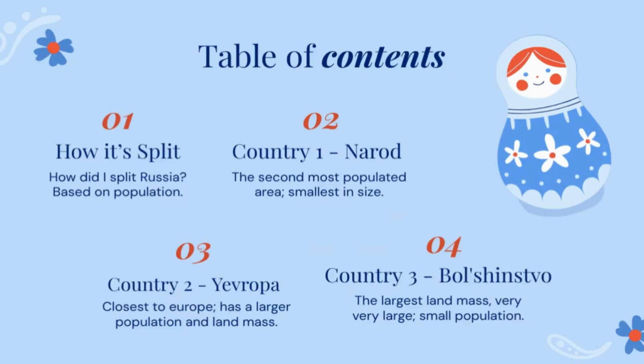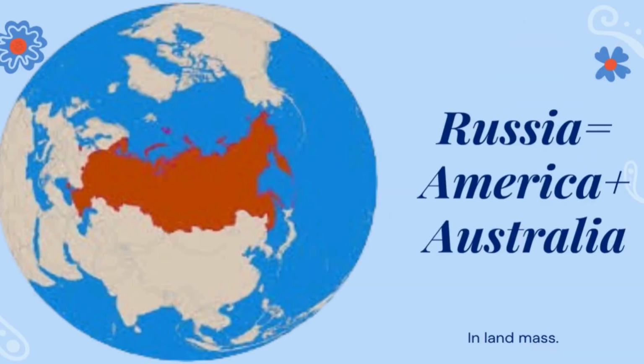So in this presentation, I will be showing you how I split Russia, which is based on population, and then the three different countries that I split Russia into. Also, all of the countries have the same population size. Just as a little fun fact, Russia is the size of America and Australia if they were put together, which is much, much larger than any other country, I believe.